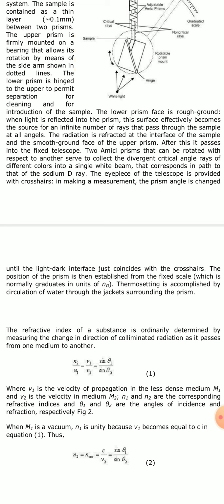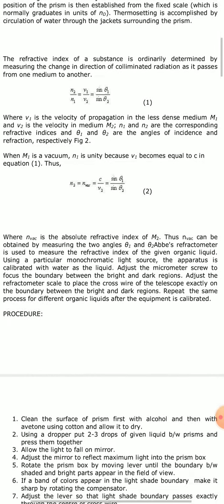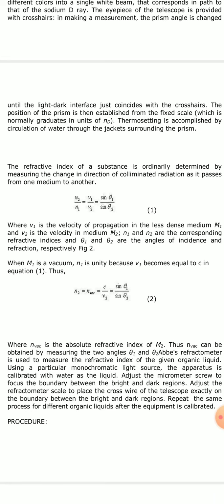In equation number one, n2 is equal to n vac, that is c upon v2, times sin theta 1 upon sin theta 2, that is equation number two, where n vac is the absolute refractive index of M2. Thus, n vac can be obtained by measuring the two angles theta 1 and theta 2 with the Abbe refractometer using a particular monochromatic light source.